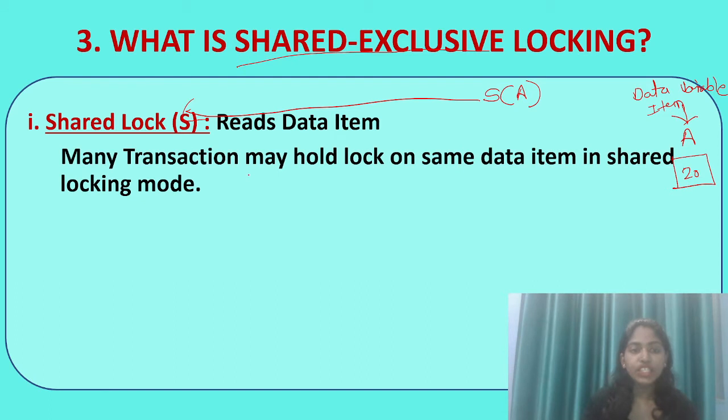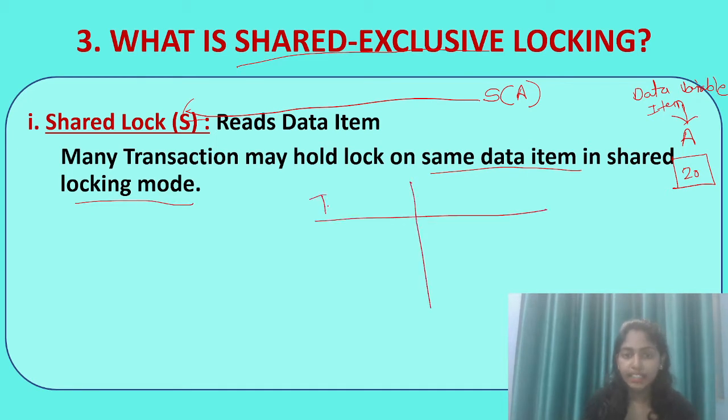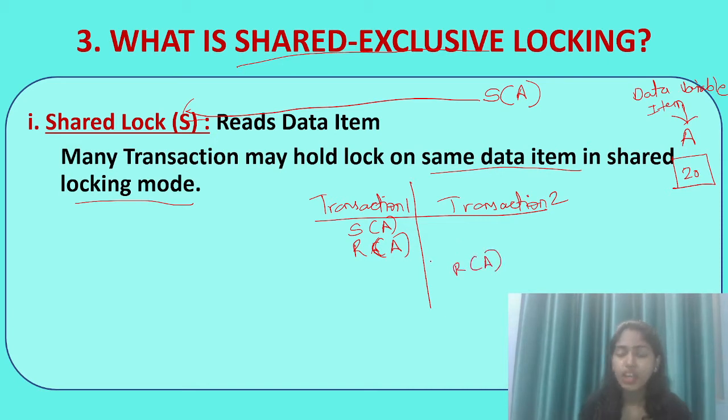Many transactions may hold a lock on the same data item in shared locking mode. For example, there are two transactions happening simultaneously on my system, transaction 1 and transaction 2. In transaction 1, I want to read the data item A, so when you read any data item, you can apply the shared lock. Transaction 2 also wants to read the data item A, so you can again apply a shared lock on data item A in transaction 2 also.